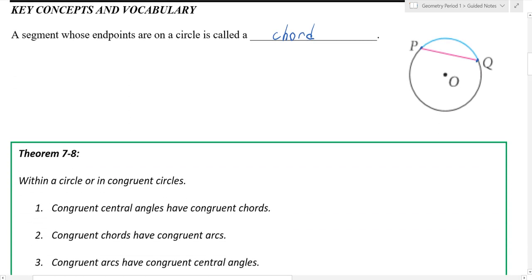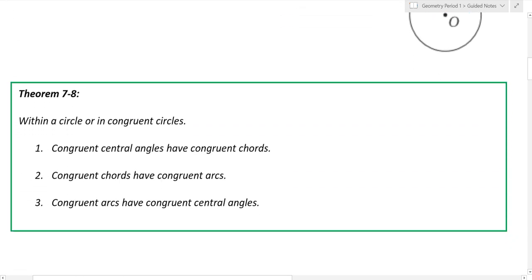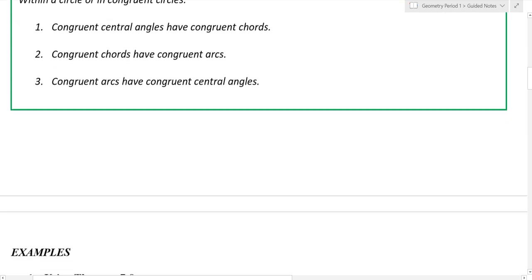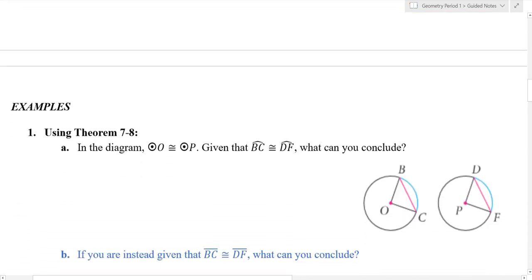Moving on to our first theorem, we have theorem 7.8. Theorem 7.8 says, within a circle or in congruent circles, congruent central angles have congruent chords, have congruent arcs, have congruent central angles. That's what it says. And let's take a look at some examples dealing with exactly that.